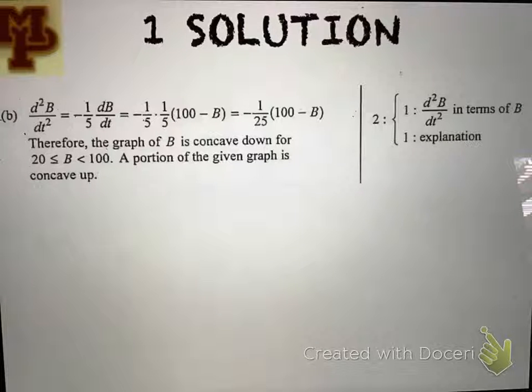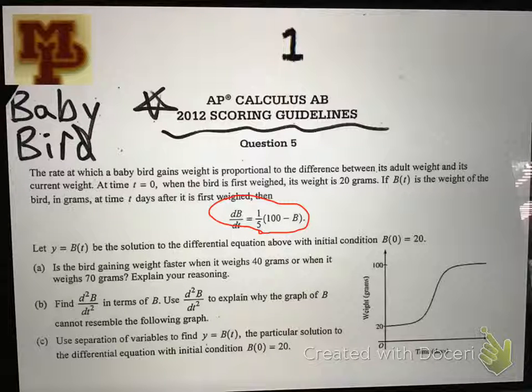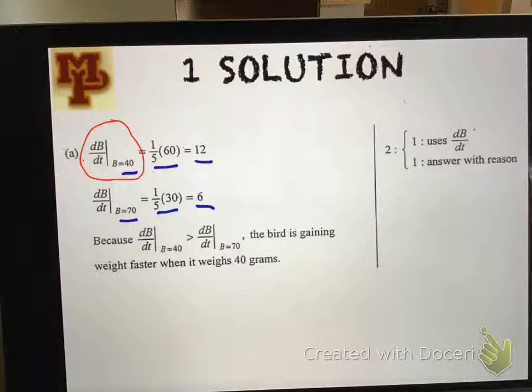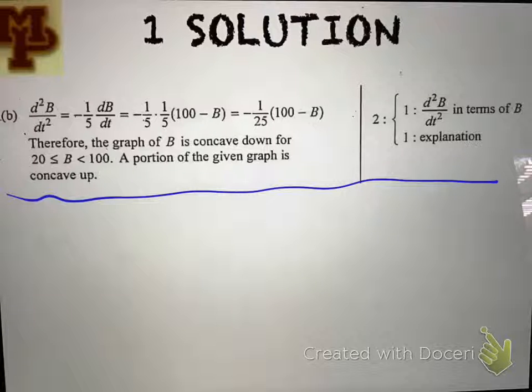Part B, it says, go ahead and try to find the second derivative of B with respect to t. That's what that notation is. And so we want to use that and try to explain why this graph right here doesn't resemble the situation. So we take the first derivative, and actually I'll just show you what they have here.